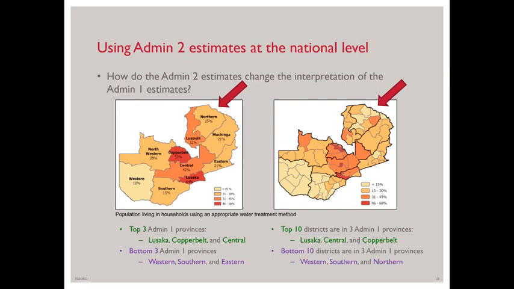So let's look at Northern province and see what's going on. In the admin one estimates on the left, Northern province has an estimate of 25%, and it's the 5th out of the 10 provinces overall. So it's kind of middle of the pack. So you wouldn't really think that this particular province might need additional resources.